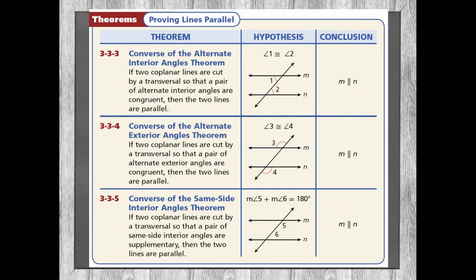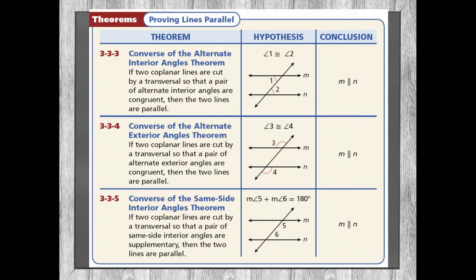3 more theorems that you need to add to your list are 3.33, the converse of the alternate interior angles theorem. This one says that if 2 coplanar lines are cut by a transversal so that a pair of alternate interior angles are congruent, then the lines are parallel.